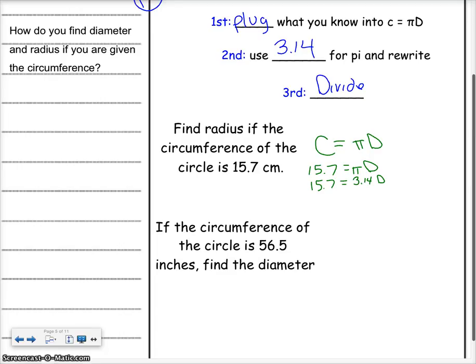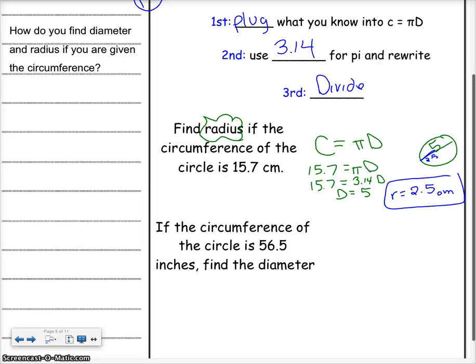So 15.7 divided by 3.14 is 5. Diameter is 5, but be so careful. That's not what I want. I want a radius. Diameter is all the way across, this 5. So my radius, my little radius, would be 2.5. So radius is 2.5 centimeters. That's the actual algebra way. I don't typically do that. I just divide. So normally you times by 3.14, working backwards, divide by 3.14.